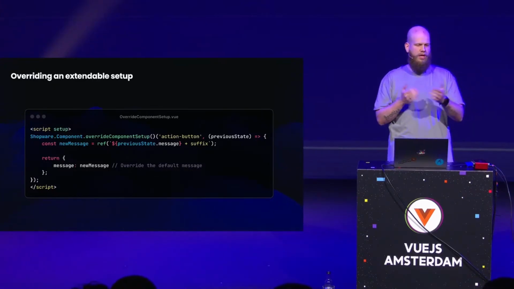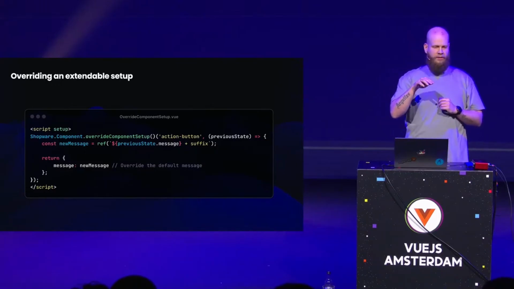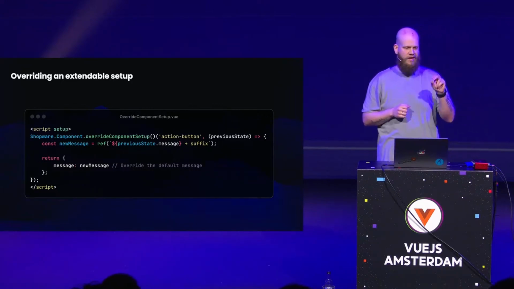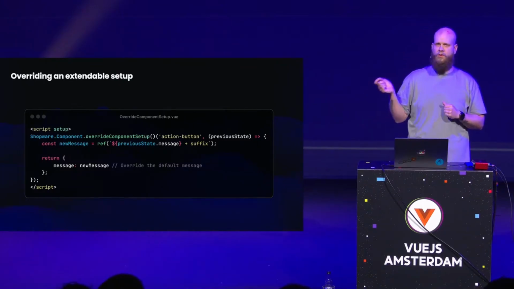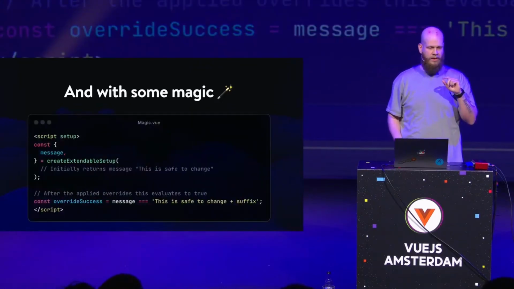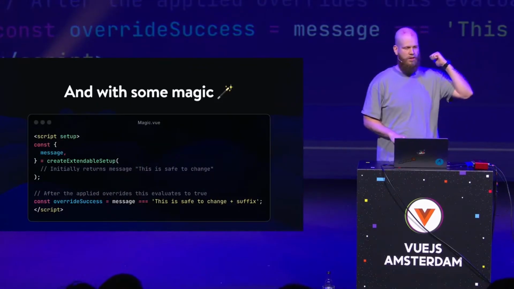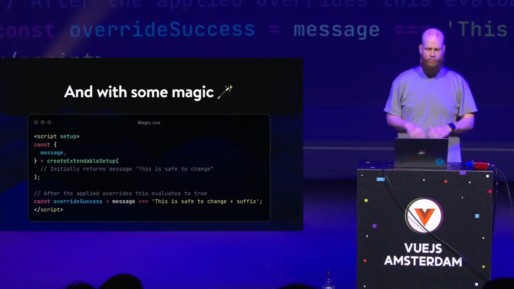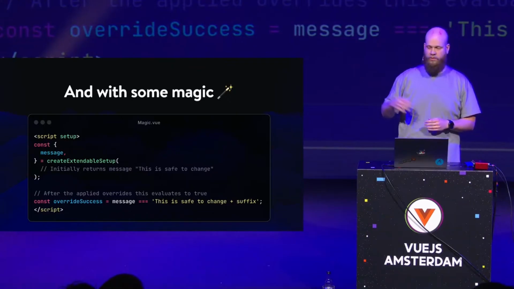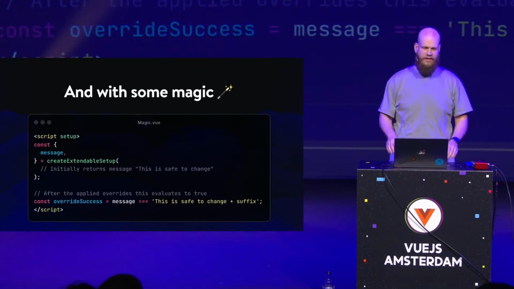And then we just declare a new ref, concatenating a plus suffix to the previous message. We call that new message, and we return an object assigning the new message to the key of message. And this would then override the message ref in the base component. So with some magic in the background, in the base component, the lowest evaluation would come out to true, because we have changed the string from outside of the component without slots, without direct data binding.